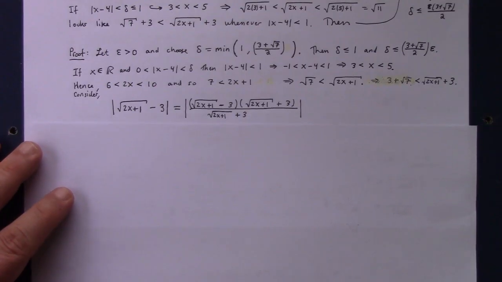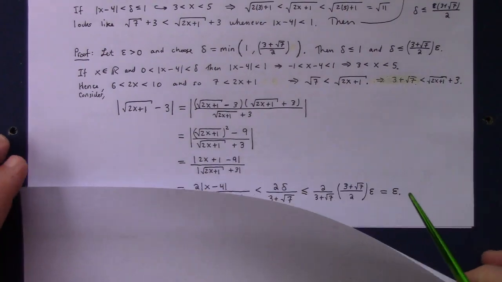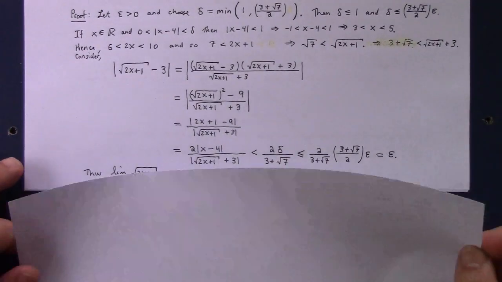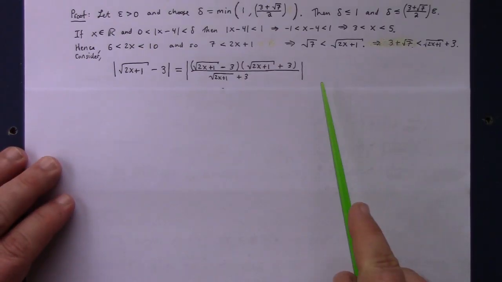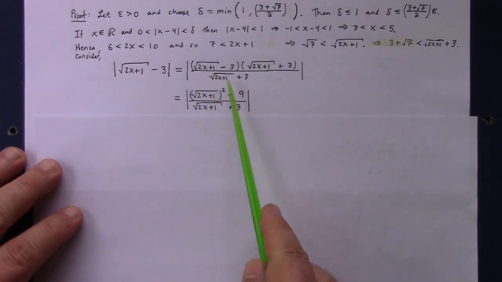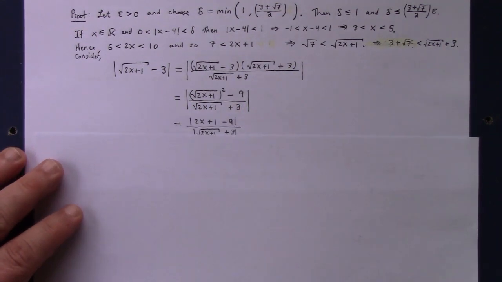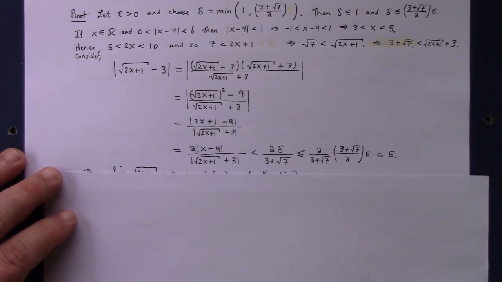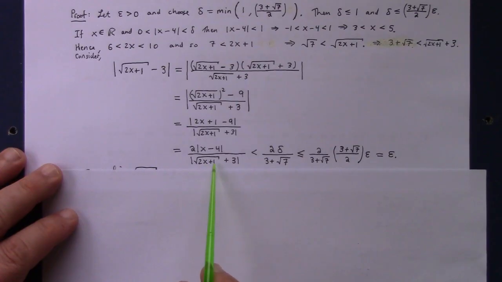Great. Now consider the absolute value of the square root of 2x plus 1 minus 3. That is equal to, well, multiplying above and below by that non-zero quantity gives me this. Just multiplying by 1. Do the algebra. This squared, the cross terms cancel, so we have minus 9. Squaring that, we get 2x plus 1 minus 9 over the square root at the bottom. And then, of course, we pull a factor of 2 out. That gives us 2 times the absolute value of x minus 4. And downstairs we have the absolute value of the square root of 2x plus 1 plus 3.